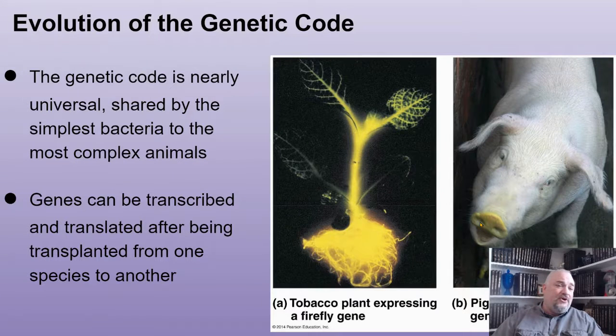So the genetic code is nearly universal on planet Earth. It's shared by the simplest bacteria to the most complex animals. Interesting thing is genes can be transcribed and translated after being transplanted from one species to another. And that's the whole basis for a lot of our biotechnology and transgenic organisms. Here we can see a tobacco plant with a firefly gene in it, or a pig with a jellyfish gene in it.